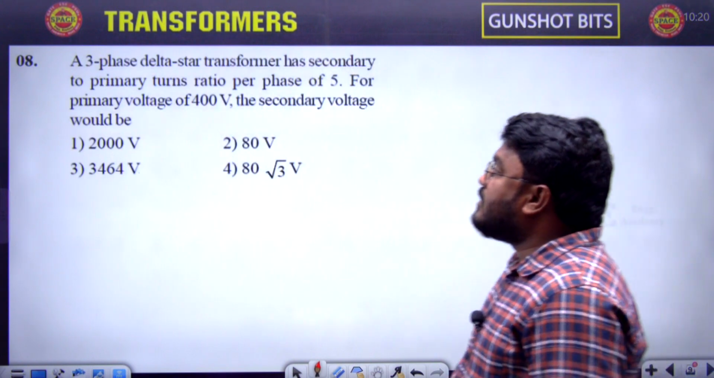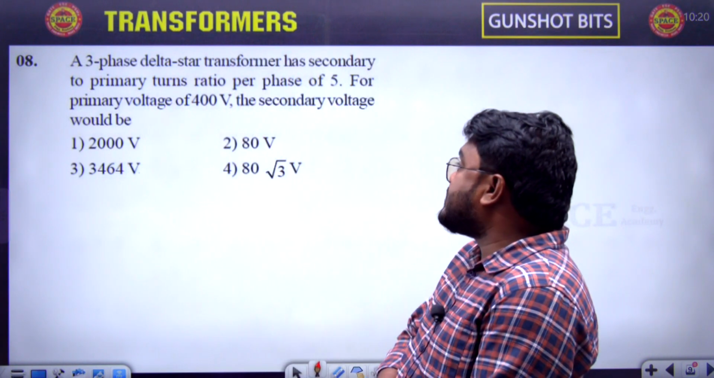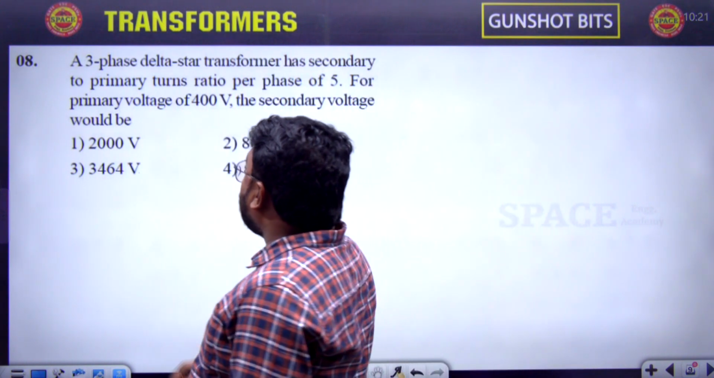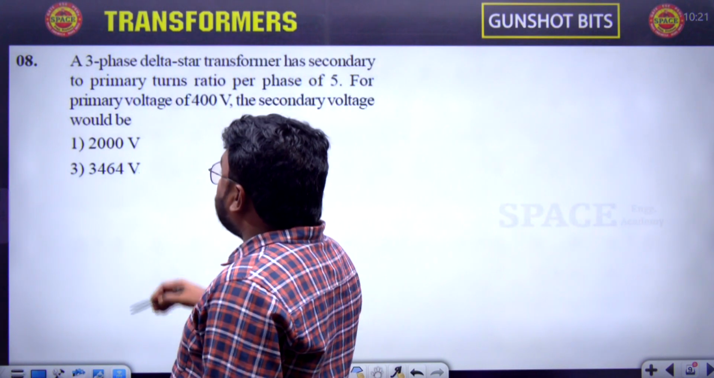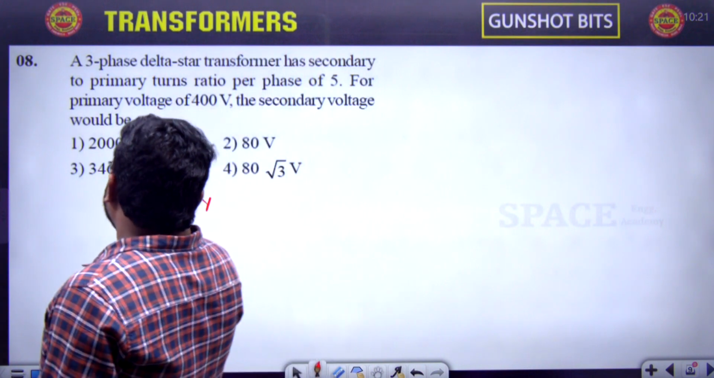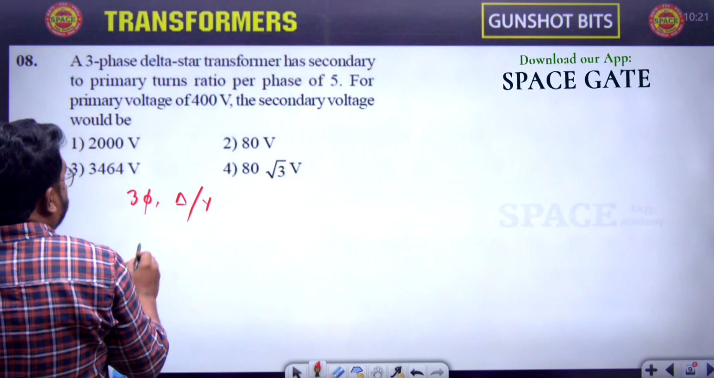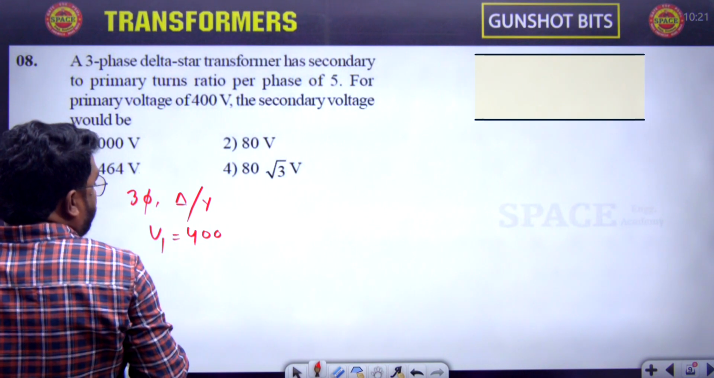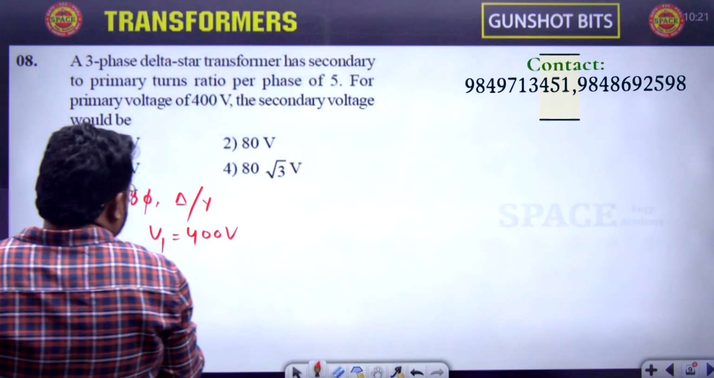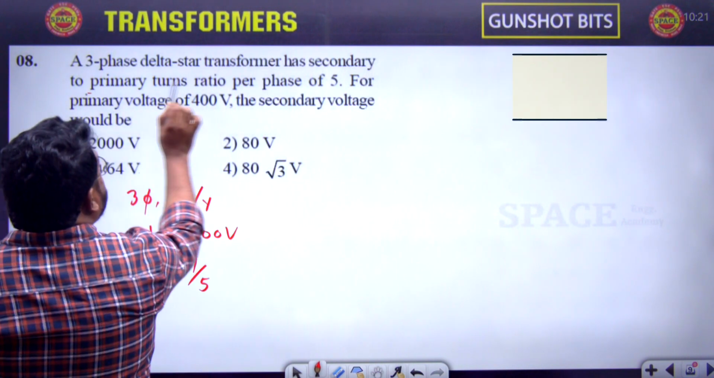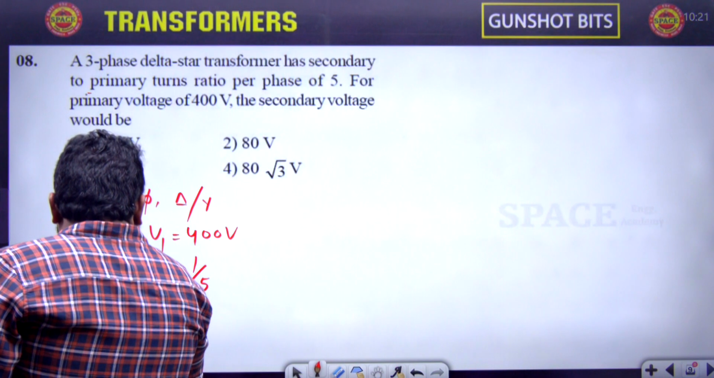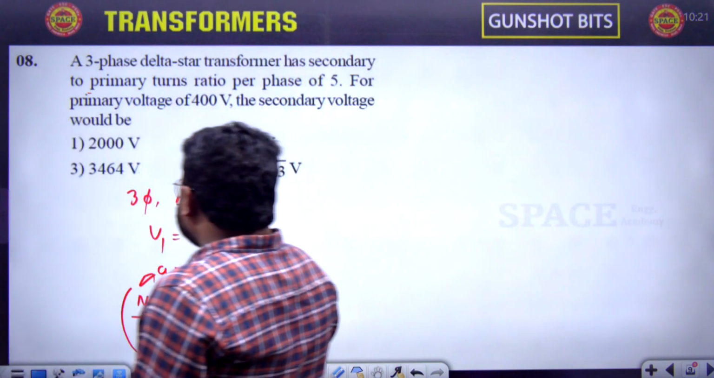Next, let us solve question number 8. A 3-phase delta star transformer has a secondary to primary turns ratio per phase of 5. If the primary voltage is 400 volts, the secondary voltage would be? Given a 3-phase delta star transformer, the primary applied voltage is 400 volts, and the transformation ratio is given as 5. So a is equal to 1 by 5. The secondary to primary turns ratio is 5, and a is always N1 phase divided by N2 phase.